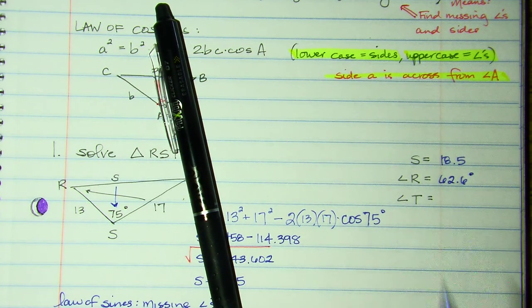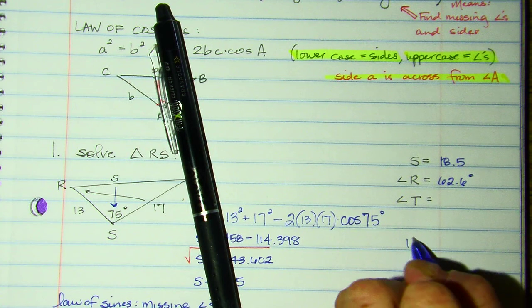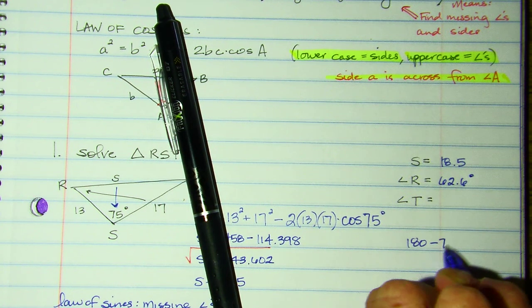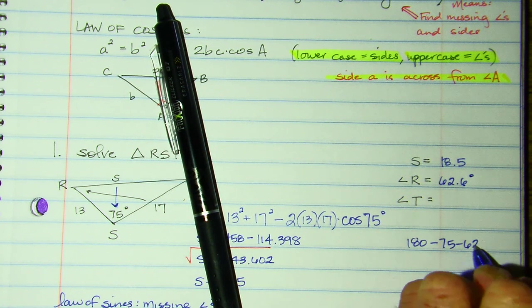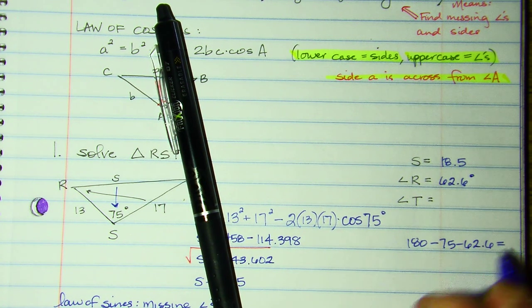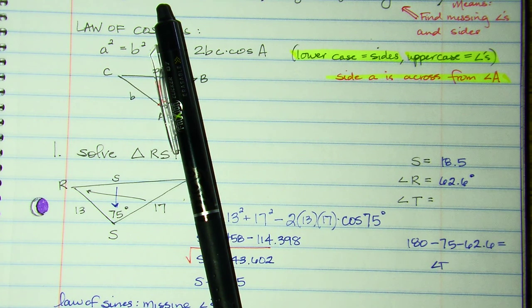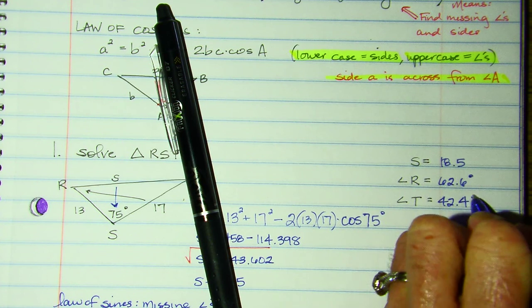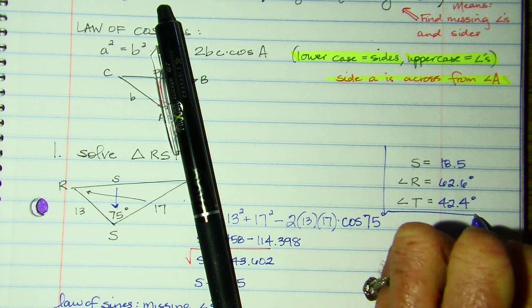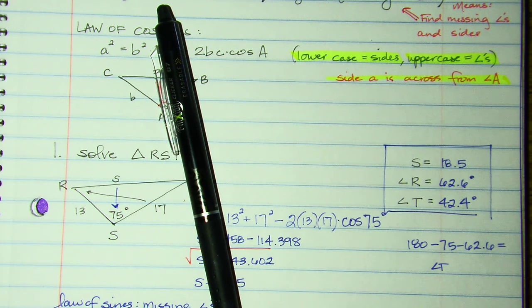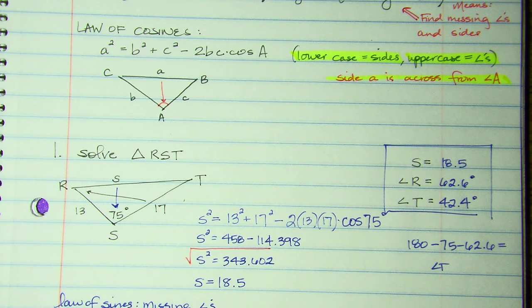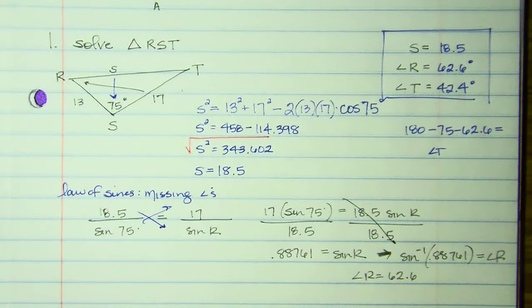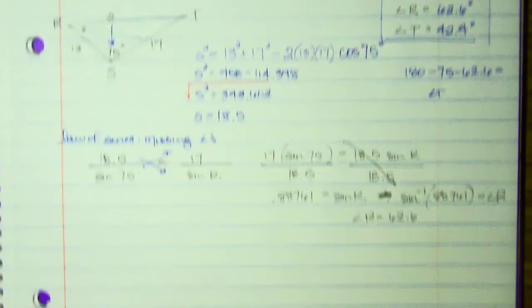And then to find angle T, that's easy, right? I can take 180 degrees minus 75 minus 62.6, and that will equal angle T. So 180 minus 75 minus 62.6, and I get 42.4 degrees. And so I have just solved for that angle. So let's jump into our lesson practice, which is on page 549.